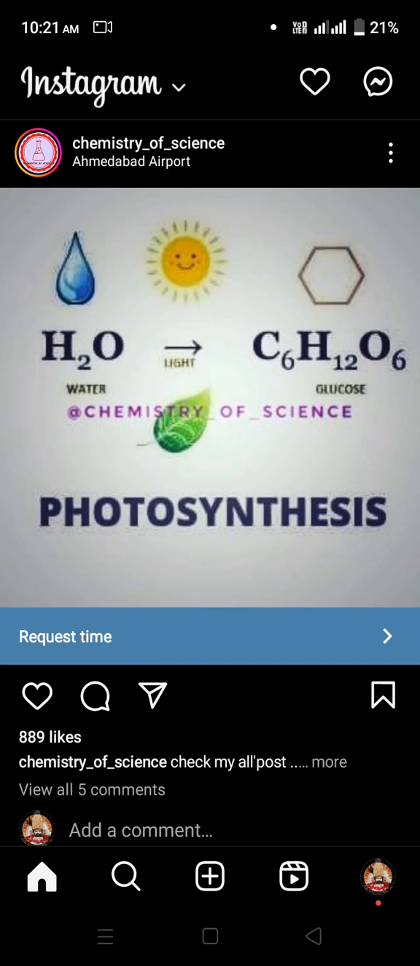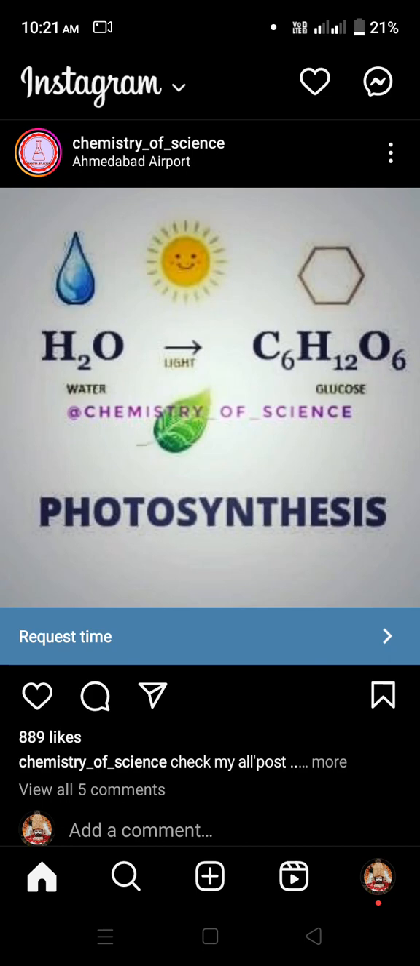In this photosynthesis process, we see a plant needs sunlight and water. In the sunlight, water helps every plant to make a growth. So the formula is C6H12O6. It's a glucose formula. Every human needs glucose, and plants also need glucose.